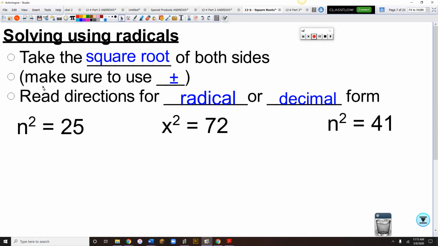So the first problem is pretty simple. We're just taking the square root of both sides, and because 25 is a perfect square, that you hopefully do in your head, n equals plus or minus 5.